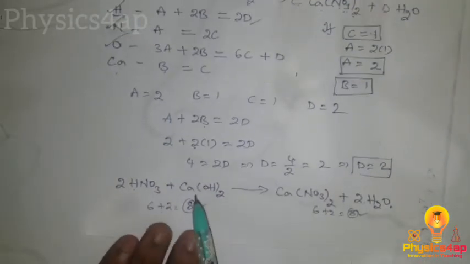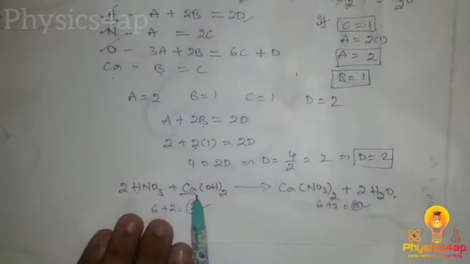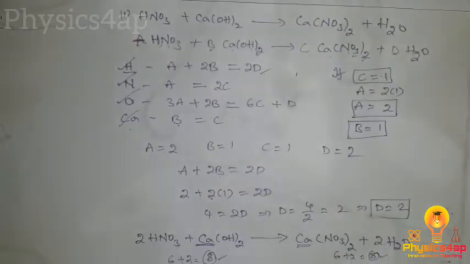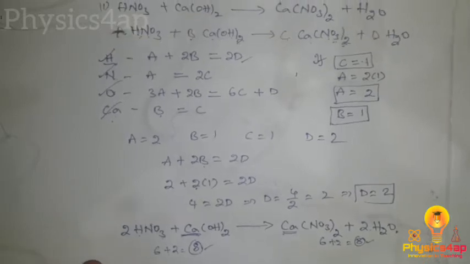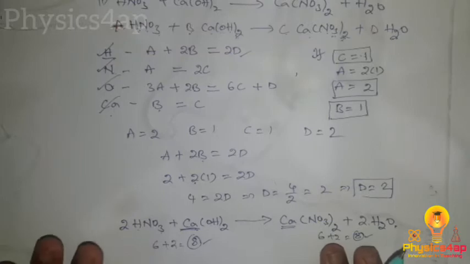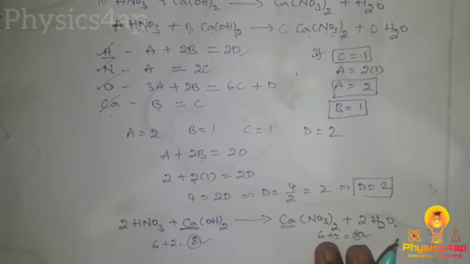Now coming to the calcium, so we have 1 calcium here, and here also we have 1 calcium. Now calciums are also balanced. So the overall equation which we got here is the balanced chemical equation. No doubt, if you practice this, it will be very easy for you to balance it. So let's move on to another one.